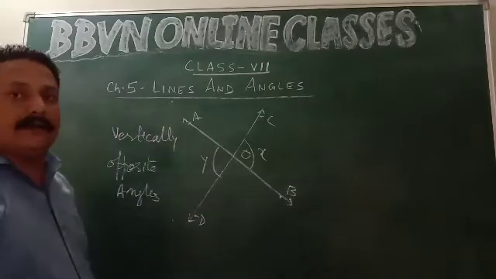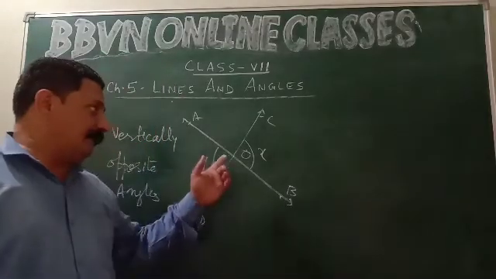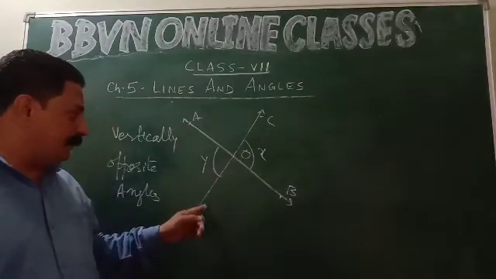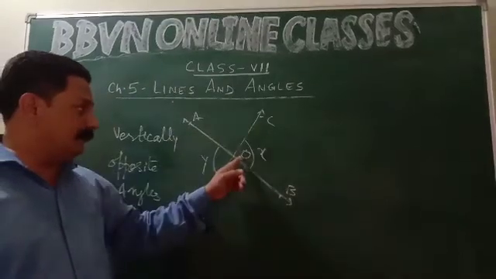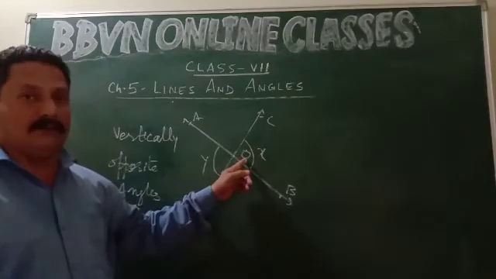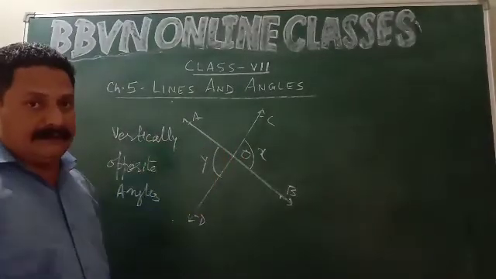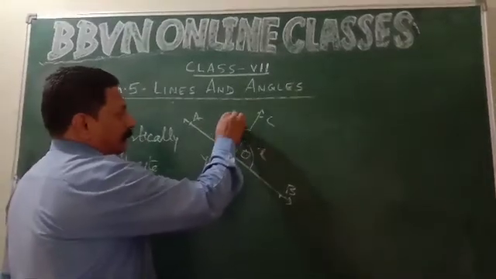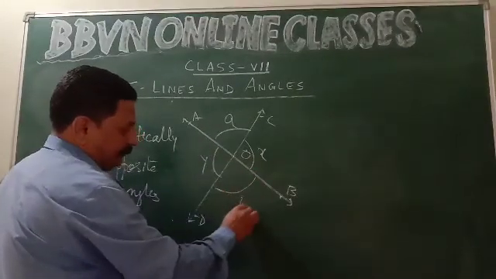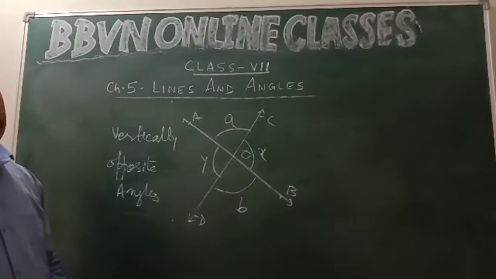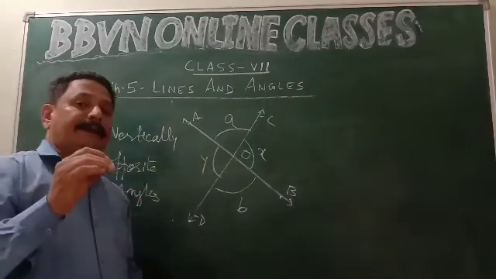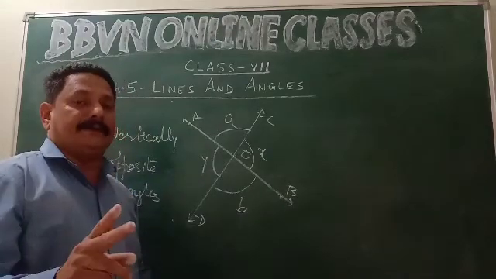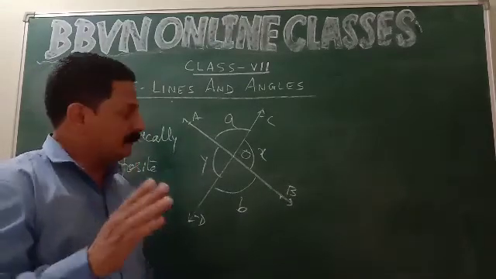They are vertically opposite. Vertically opposite means their vertices face each other. Their vertices. Angle AOB, its vertex is O. Angle COB, its vertex is O. So they are vertically facing each other. So they are vertically opposite angles. In the same way, angle A and angle B. This is another pair of vertically opposite angles. So whenever any two lines intersect at a point, they form two pairs of vertically opposite angles.